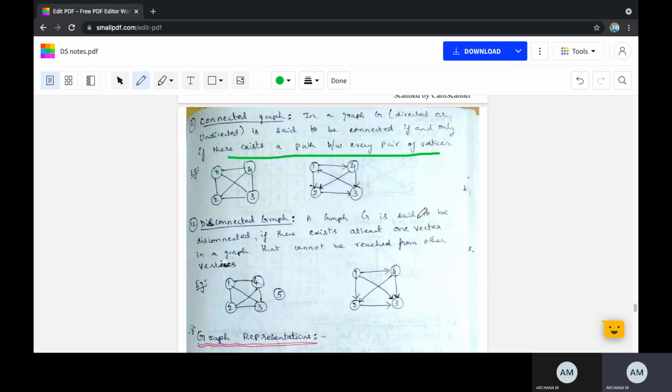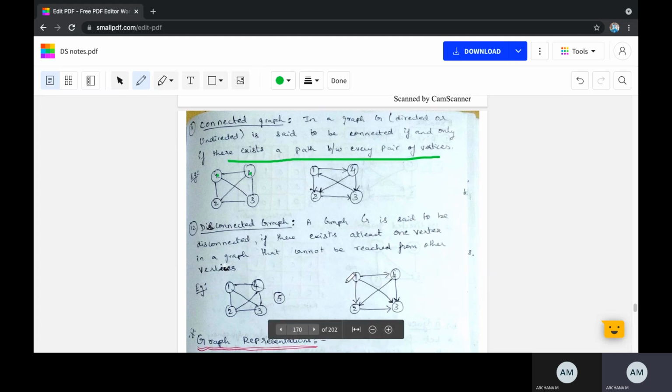What is disconnected? Now look here, a graph G is disconnected if there exists at least one vertex in the graph that cannot be reached from the others. Now look here, there is a graph. For example, I'll take this graph. This is 5. Now look here, there is no connection. 1 is not connected to 5, 4 is not connected to 5, 2 is not connected to 5, 3 is not connected to 5. None of the vertices are connected to this. So this is disconnected. G5 is entirely different from the other graphs, and that graph is known as a disconnected graph.